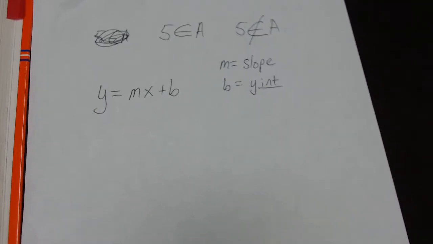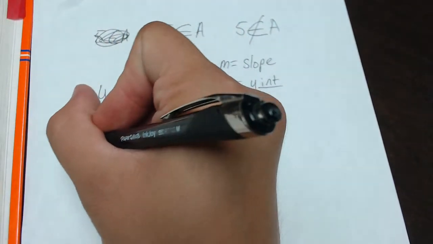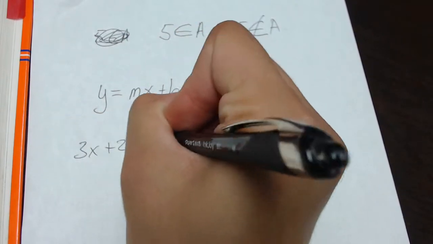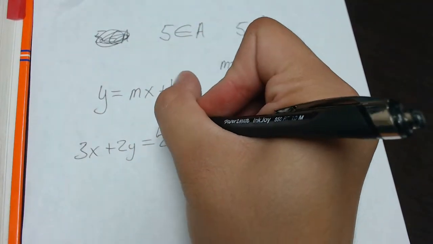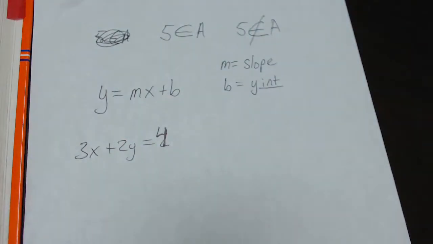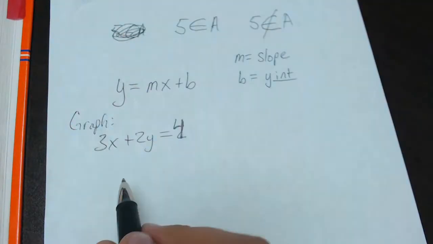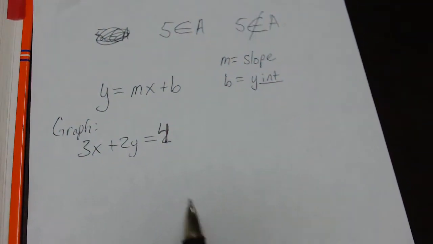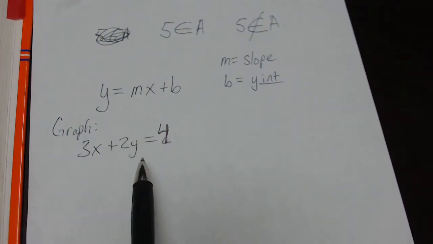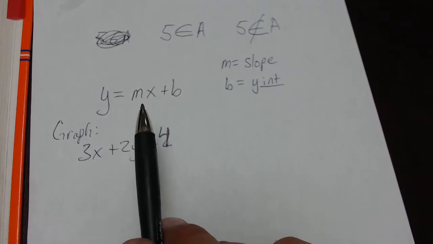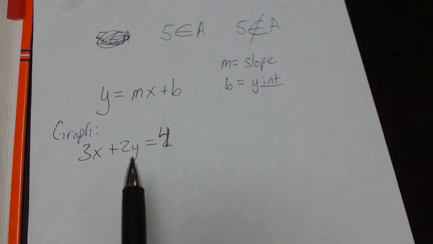Now the problem is, they're going to give you problems that say to graph equations like this. They tell you to graph 3x plus 2y equals 4. Now if we look very quickly, y does have a coefficient. It's not all by itself, and we're not in the mx plus b format. So this cannot be graphed yet.